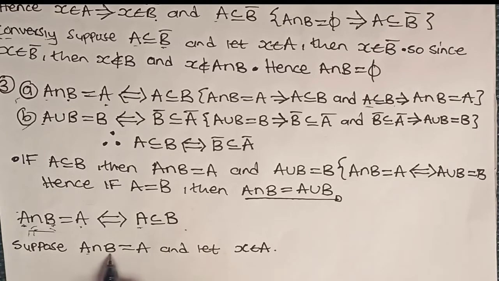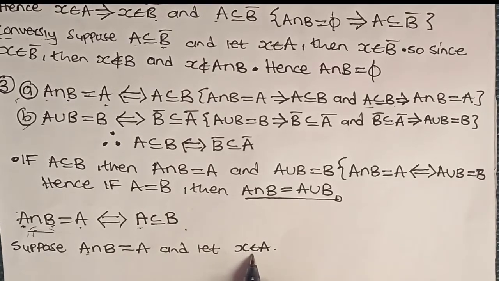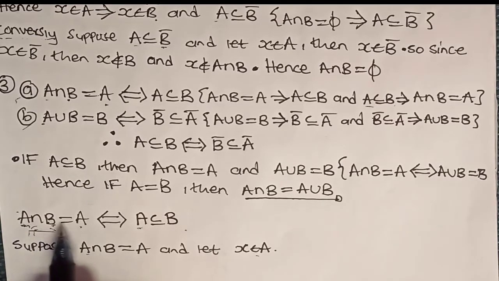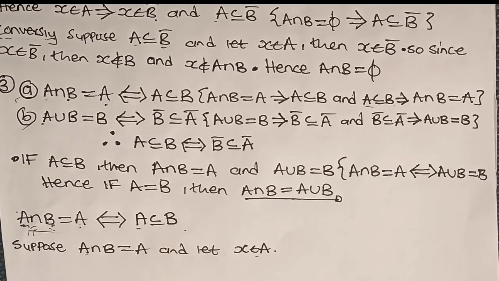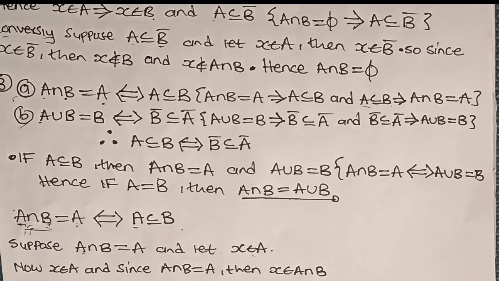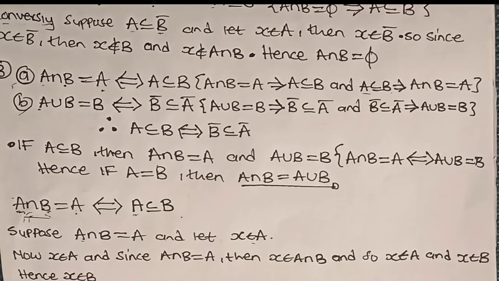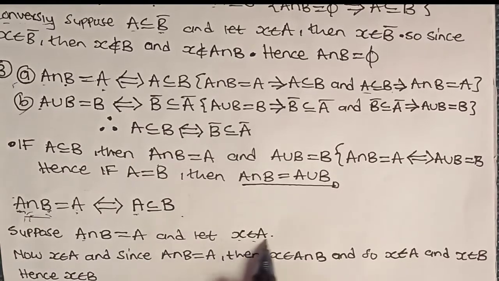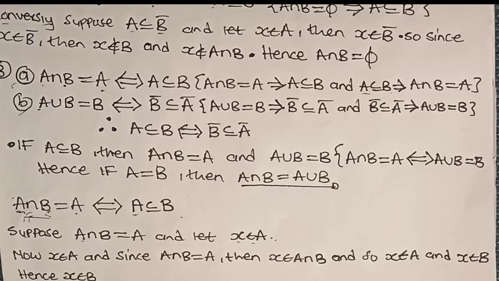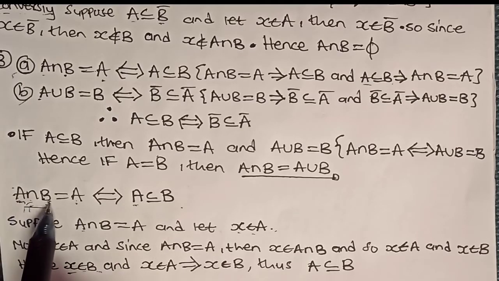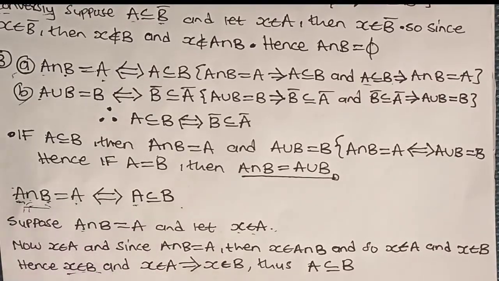Suppose A intersect B is the same as A and let X be in A. Now, if X is in A, and since we know that A intersect B is the same as A, then X is in A intersect B. And so, X is in A and X is in B. Hence, X is in B. And this tells us that X an element of A will imply X an element of B, meaning A is a subset of B. So, we have indeed confirmed that if A intersect B is A, then A is a subset of B.